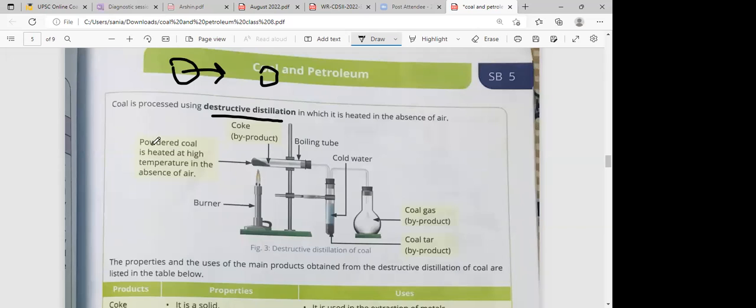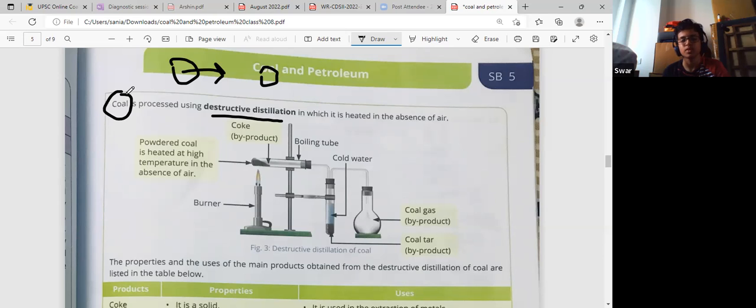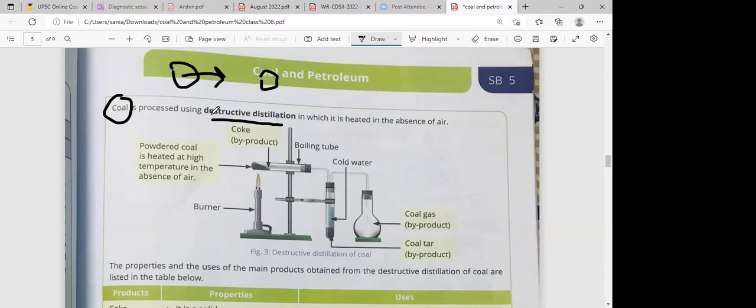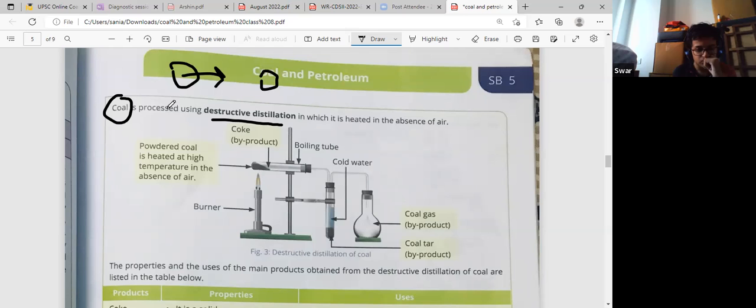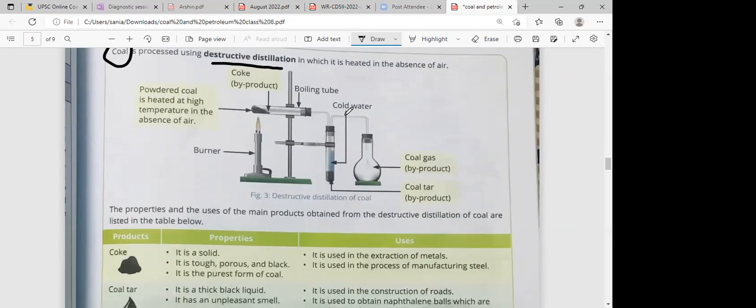So see, powdered coal is heated at high temperature in the absence of air. Then the coke byproduct is formed. Then the boiling tube, then cold water, giving coal gas and coal tar. You are not going to use the coal directly. For example, you have to make the byproducts. So how do you make the byproducts? Through this. Coal is processed for further use with the process of destructive distillation. Clear? Understood, ma'am. Okay, so you'll just write this heading, and that's it.